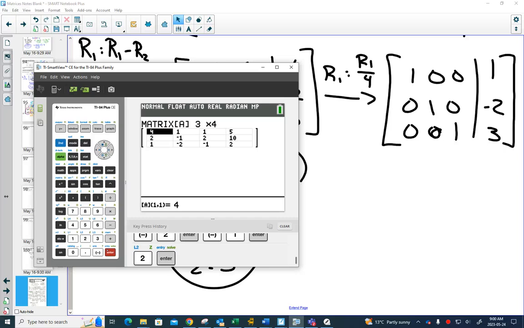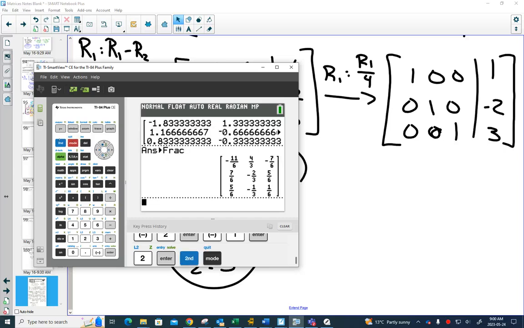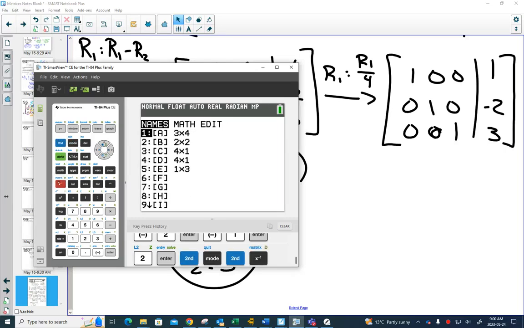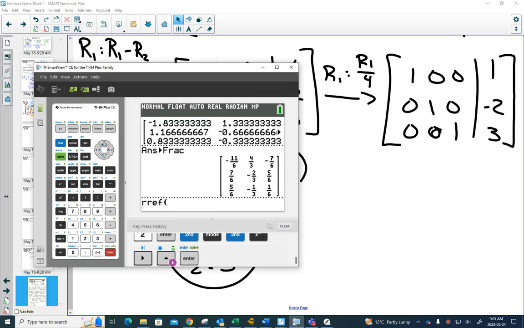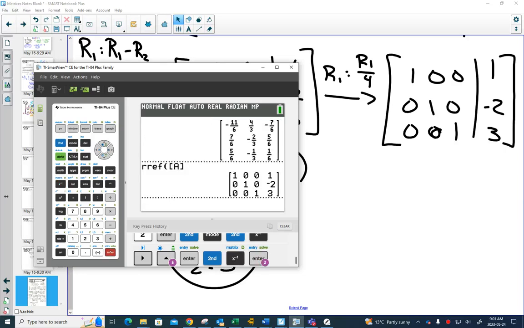So the very nice thing about your calculator is we can go to matrix, over to math, and right at the bottom, there's the reduced row echelon form button. Push that on matrix A, and we get the same answer that we have. Okay? So you're doing one for practice, and you're worried about, I think I did something wrong. Sometimes you will get big numbers.